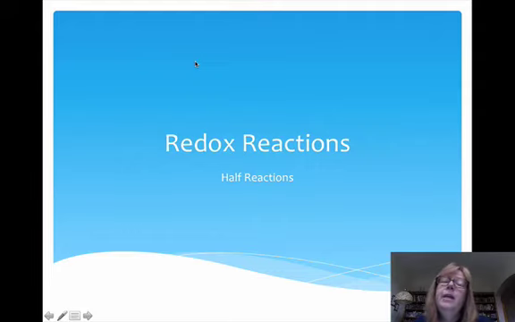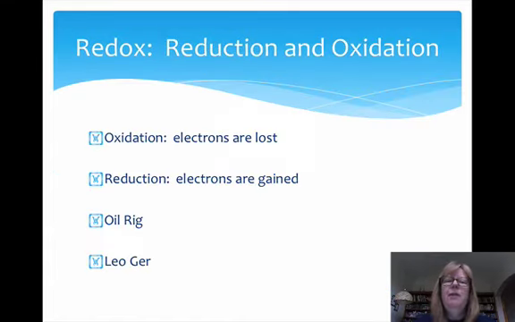Hi, now that we know how to assign oxidation numbers, it's time to look at redox reactions and then separate them into half reactions. Well, first of all, what does redox mean? Redox is the combination of the words reduction and oxidation. And I like using the word redox because it reinforces the idea that you cannot have something that is reduced without having something that is oxidized.